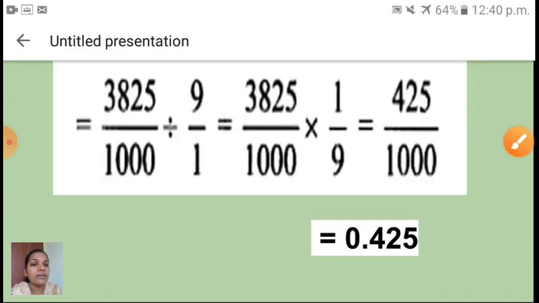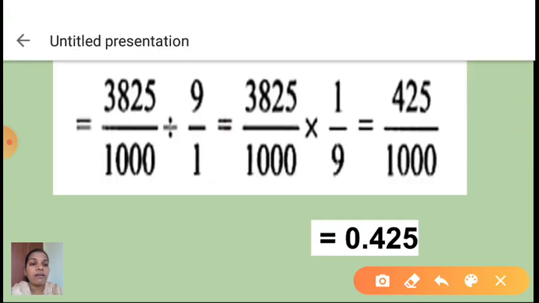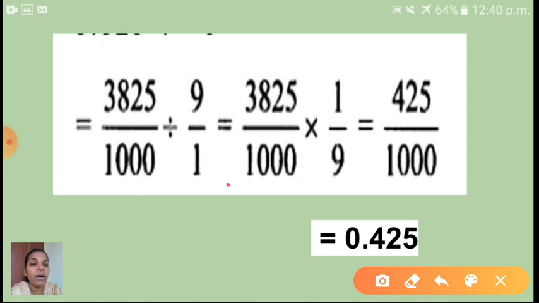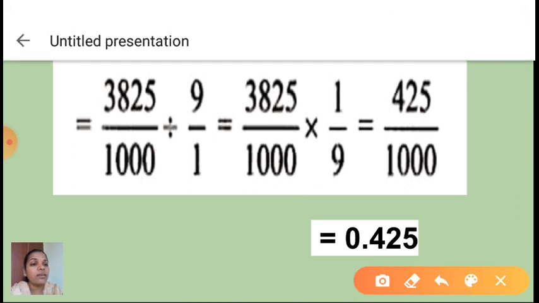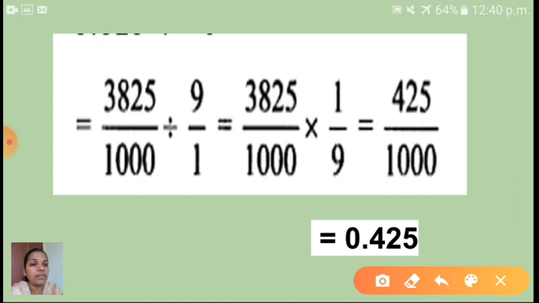Okay, see here, yes, 3825 upon 1000 into 1 upon 9. Okay children, again here we can cancel out this number and this number. That means with the help of the 9th table, 9 ones are 9, and here 38, how many 9s are there, children? Yes, 4 9s are 36, remainder 2. If the 2 will go here, it will become 22.